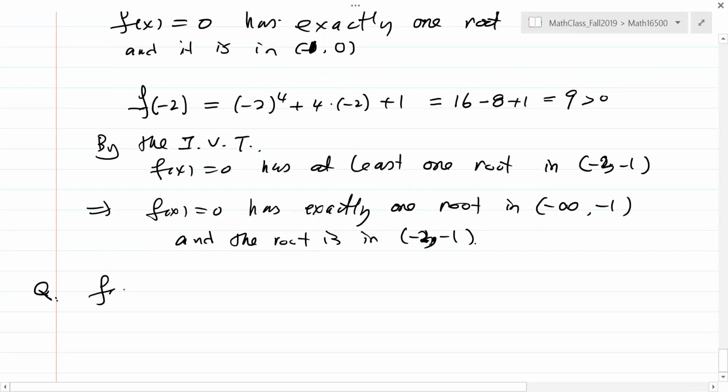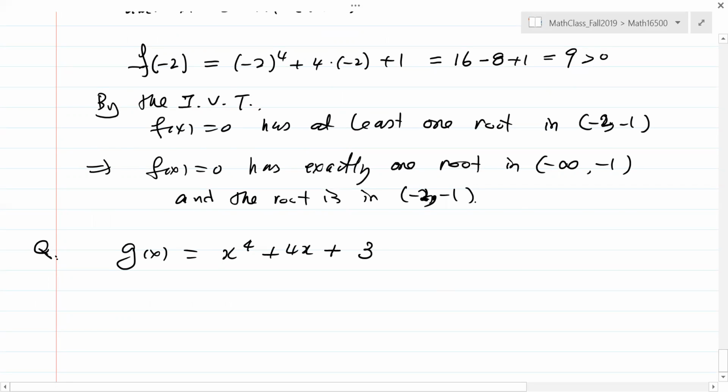Well, we go back to this function again, g of x, okay? We already put a note, right? The g of x is going to be x to the fourth plus 4x plus, I put a 3 here, right? And let's study that. How many zeros are we going to get, okay? Based on the above computation, we already know this is a whole line, right?